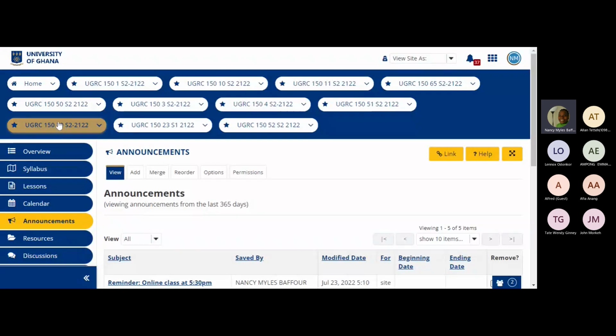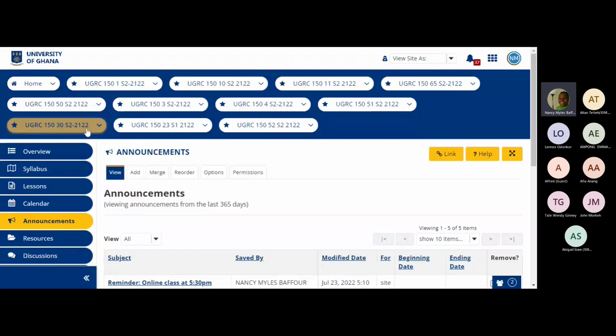UGRC 150, 30 for distance education, S2 for second semester, this 21, 22. Because it's not a big class, we didn't need to group you. So you still use your mother course site at 30. Last semester was relatively different. So just in case you have taken some ideas from last semester, it doesn't apply here because all of you are on just one group site, one site. So it will just be the course site.